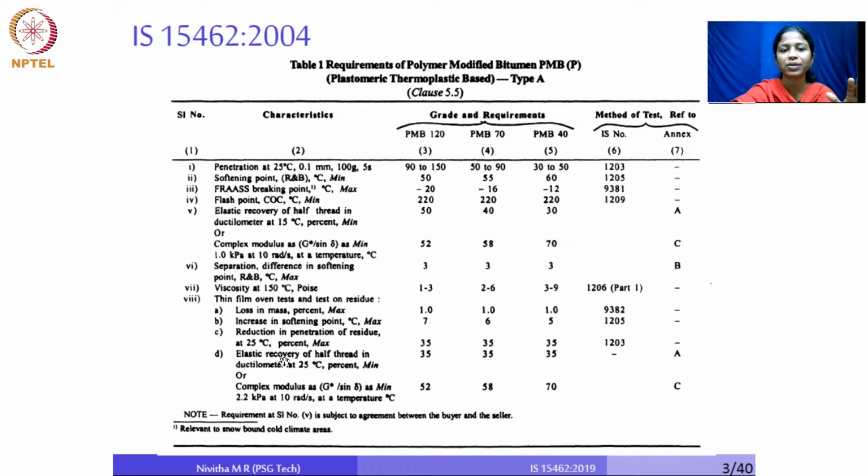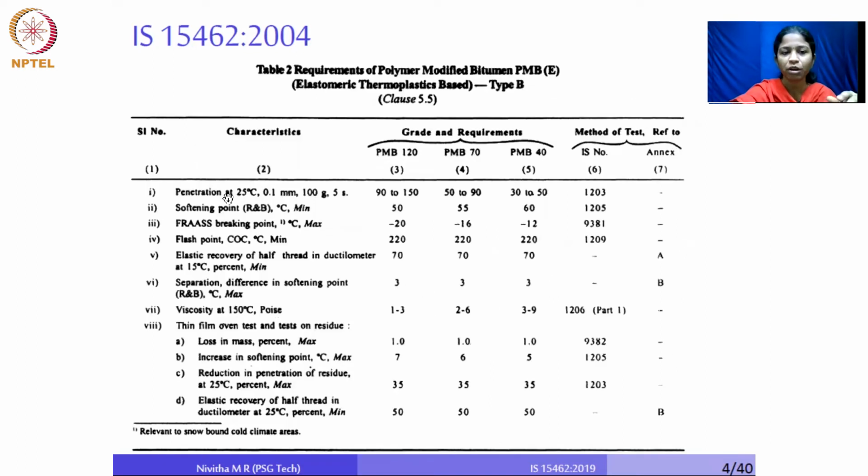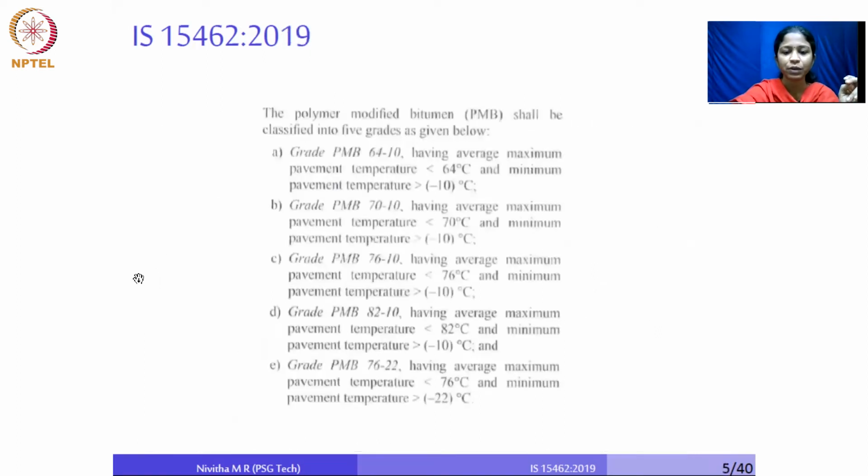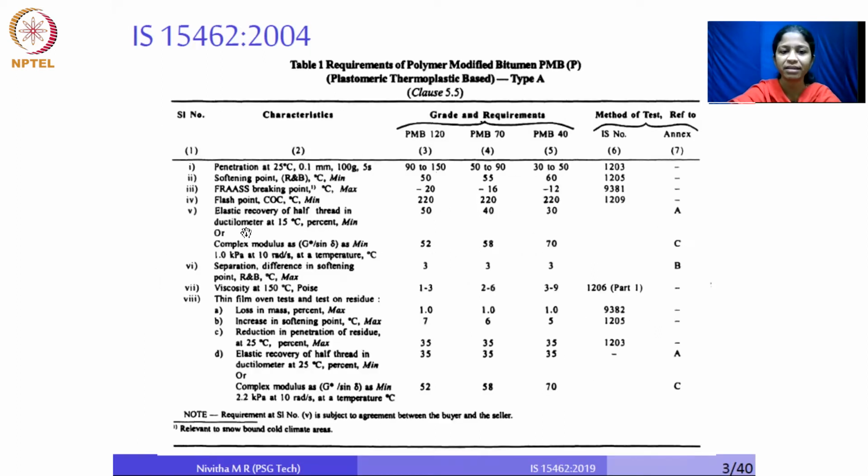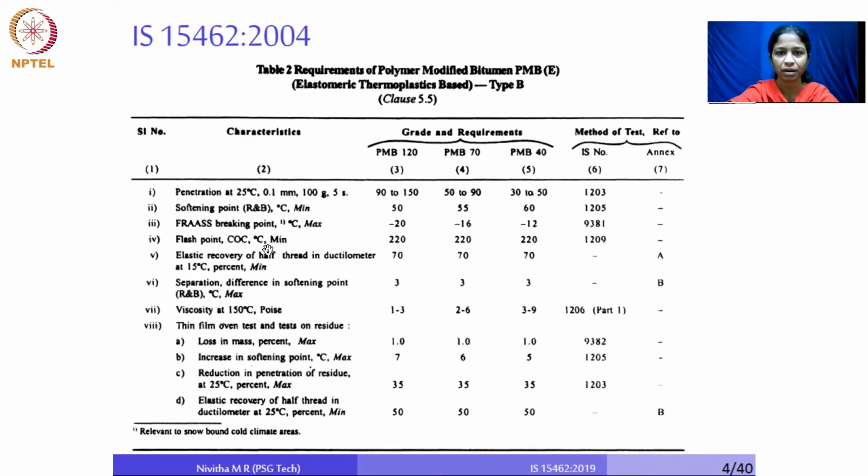Right? So this is with regard to the plastomer modified bitumen. But when you look into the elastomeric modified bitumen, all of them or most of them remain the same. At least the parameters remain the same, except for this elastic recovery. Previously, it was specified that we could have either elastic recovery or complex modulus. But in the case of plastomer modified bitumen, only elastic recovery is specified. The complex modulus value is not specified. Right, I'll touch upon this in a while.